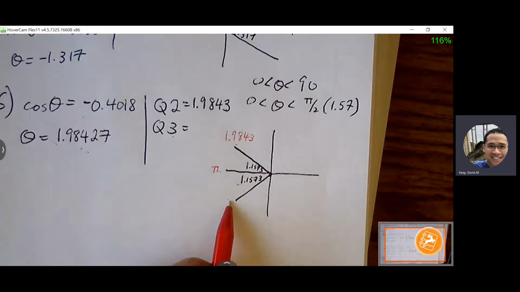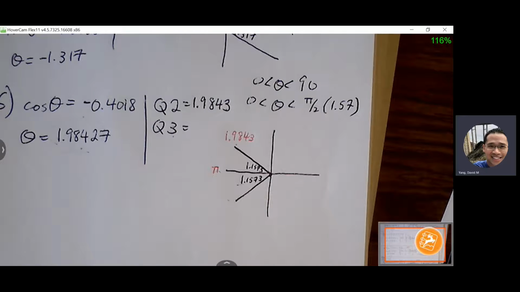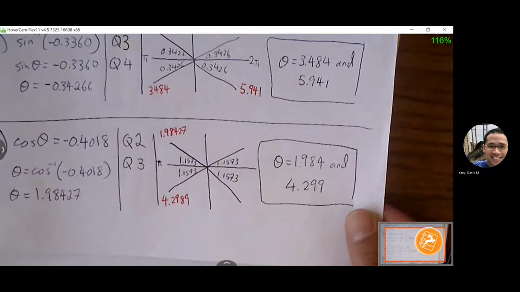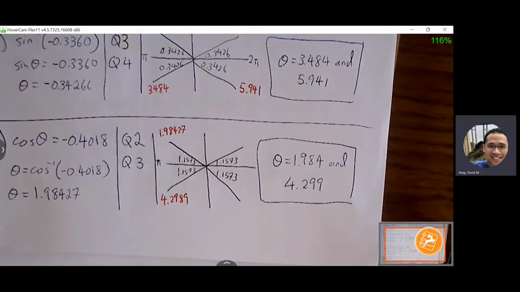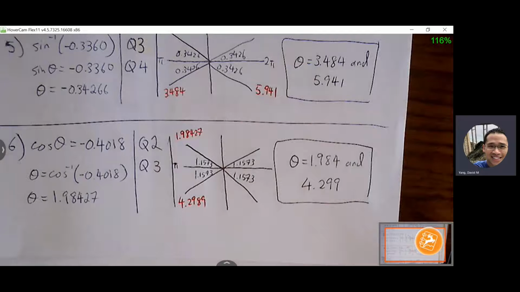Okay, so now we want to find that. So pi plus 1.1573, we get 4.298 or 299. So that's the strange thing about inverse cosine for negative, that the process is going to feel different because the number that you get back in return is not going to be the reference angle.